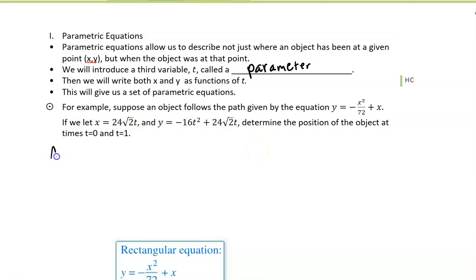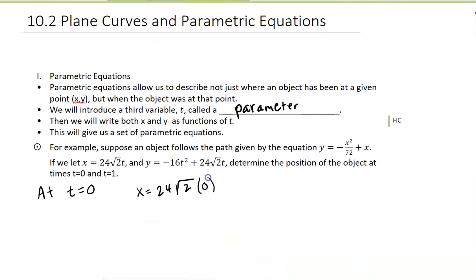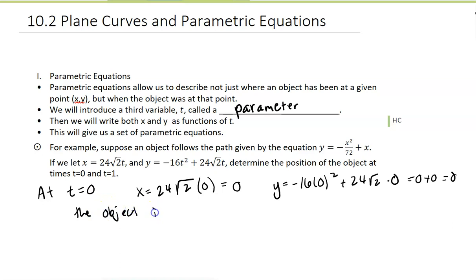So this is just straight up plug and chug. At t equals 0, x will be 24 times the square root of 2. And notice that the way that this is written, the 2 is the only thing that's under the square root. T is not. So I'm just going to plug in a 0, which gives me 0. Y is going to be negative 16 times 0 squared plus 24 square root of 2 times 0, which is 0 plus 0, or 0. So at t equals 0, the object is at the point 0, 0.